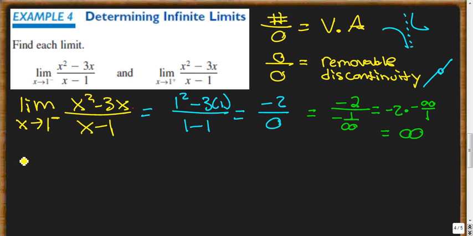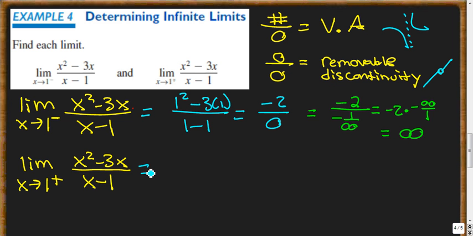Our second one, the limit as x approaches 1 from the positive side, you can probably guess that it's going to be a negative infinity here. Okay, so we go through. We plug 1 in. 1 squared minus 3 times 1 over 1 minus 1. That gives us negative 2 over 0.